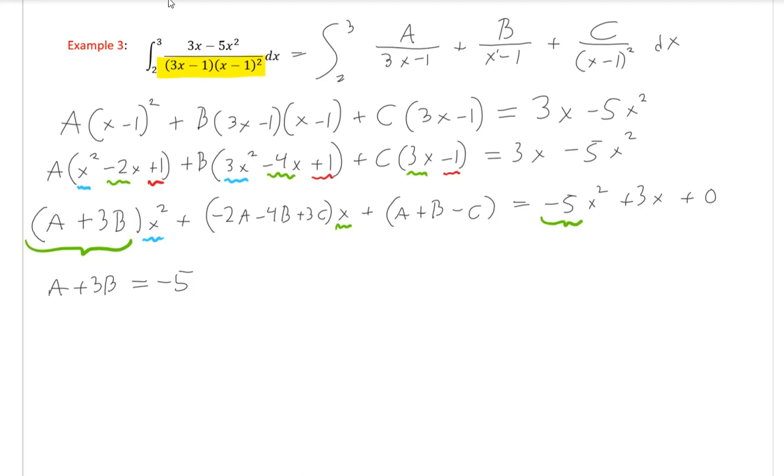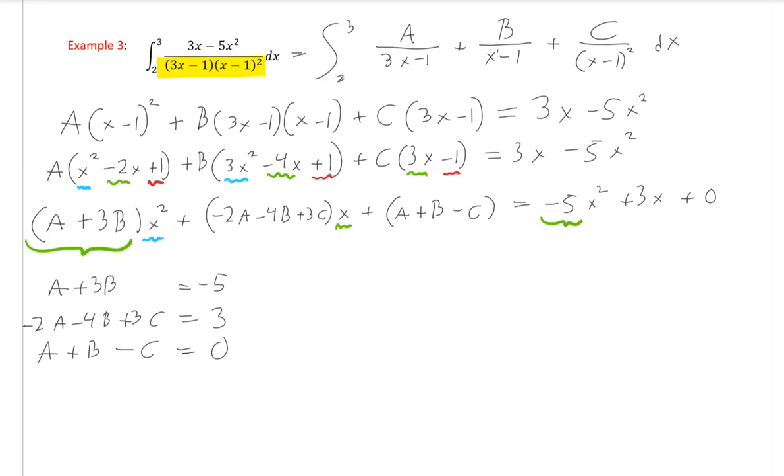Likewise, I have my next coefficient. I have negative 2A minus 4B plus 3C. That's going to equal the coefficient for x, which is a 3. Let's see if I can align this up. And I have my constant terms of A plus B minus C. That's going to equal a 0. Okay.